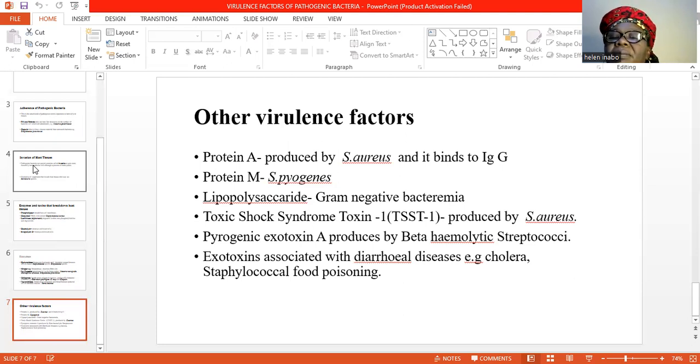Then you have the pyrogenic exotoxin A, which is produced by beta hemolytic streptococci. Other virulence factors are exotoxins, which are associated with diarrheal diseases. For example, cholera, which is caused by Vibrio cholerae, is known to produce an exotoxin. And then in staphylococcal food poisoning, an exotoxin is produced, which is actually an enterotoxin.